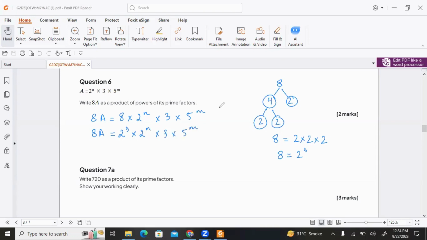And now since we have two similar bases of the number 2, we can combine them as a single base. If you remember from the rules of indices, if two similar bases are being multiplied, we add the powers. So it becomes 2 to the power of 3 plus n, and 3 times 5 to the power of m remains as it is. So this is your answer for the product of powers of prime factors for the term 8a.